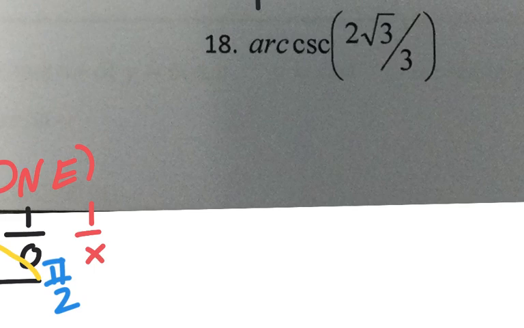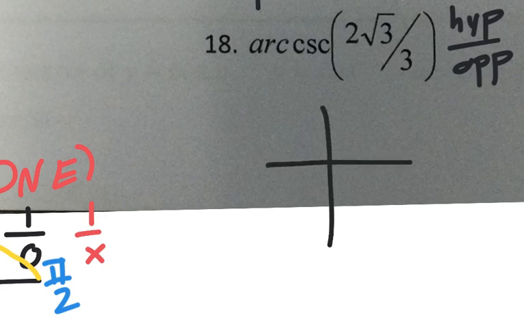So I know arc cosecant is the reciprocal of sine. Sine is the opposite over the hypotenuse, so that means this would be the hypotenuse over the opposite. Because the ratio is positive, I know I'm in the first quadrant. All of the positives always go in the first quadrant. Now, I need my hypotenuse to be 2 radical 3. I need my opposite side to be 3.